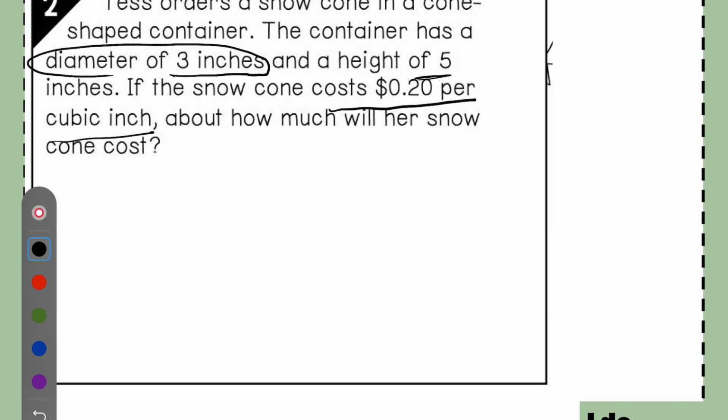So this is very similar to the last one. You need to find the volume of the cone and then multiply it by the cost of the snow per cubic inch, the snow in her cup.